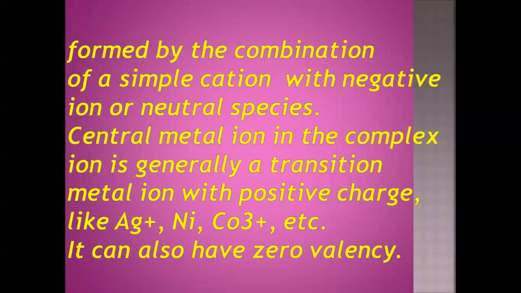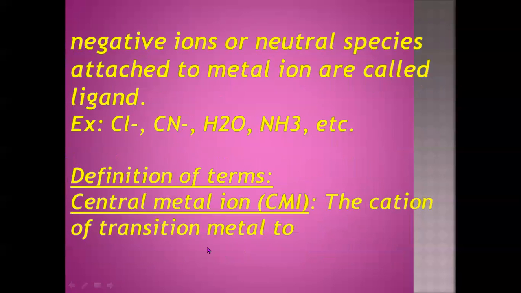Negative ion is anion. And the central metal ion in the complex ion is generally a transition metal ion with positive charge, like silver, Ag plus, cobalt 3 plus, etc. It can also have a zero valency, like nickel. Now, these species, either negative ions or neutral species attached to metal ions, are called ligands. For example, chloride, cyanide, etc., and neutral molecules like water, ammonia, etc.